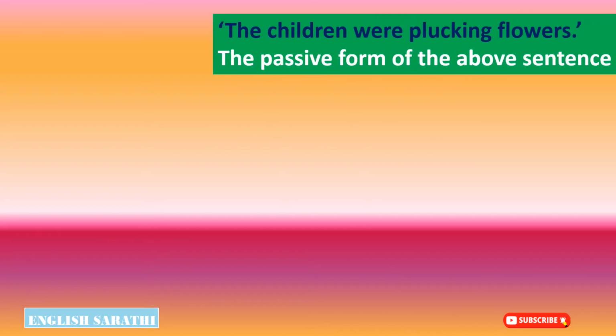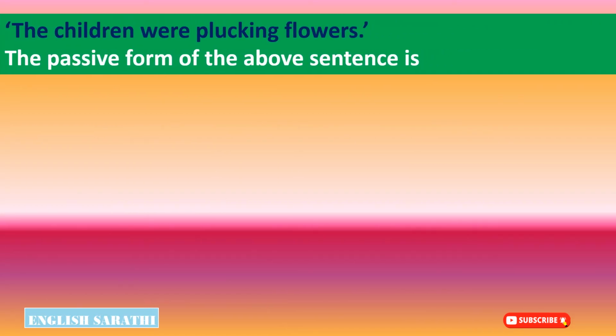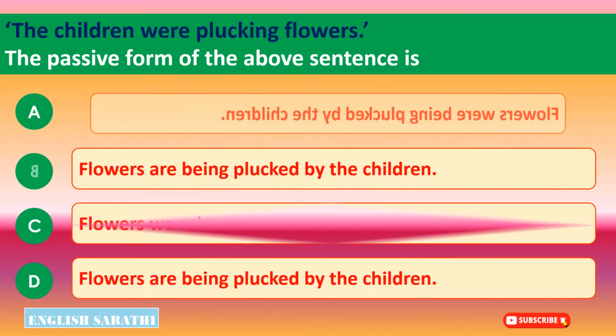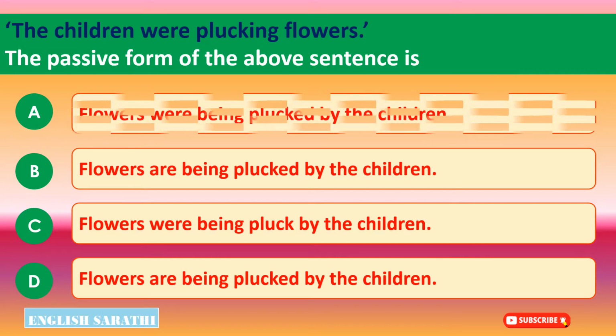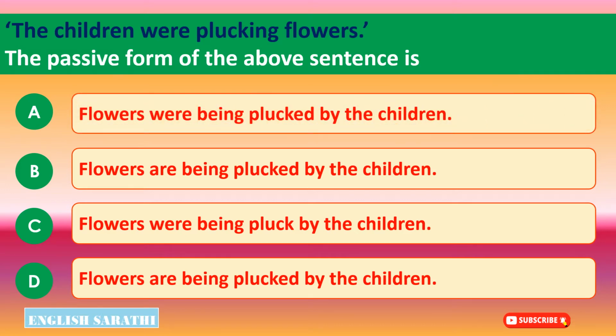The children were plucking flowers. The passive form of the above sentence is. Look at the following options. Option A. Flowers were being plucked by the children. Option B. Flowers are being plucked by the children. Option C. Flowers were being plucked by the children. Option D. Flowers are being plucked by the children. The correct answer is option A. Flowers were being plucked by the children.